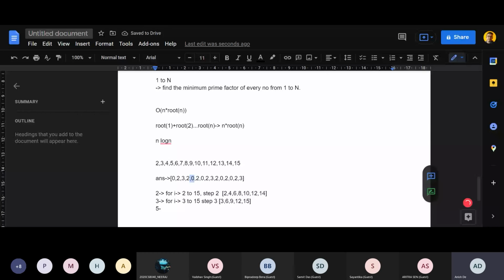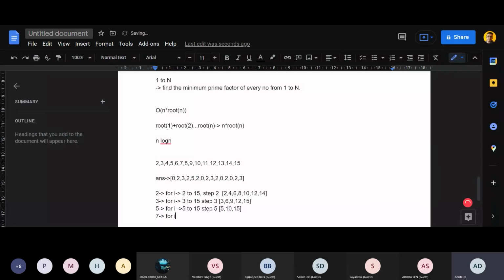So the for loop for 5 will be for i from 5 to 15, step 5. So 5, 10, 15. 5 doesn't have any prime factor, so it will be updated as 5. 10 already has a prime factor 2, and since 2 is less than 5, we don't care. 15 also has a prime factor which is 3, which is less than 5, so we don't need to change that. Okay. 6 is not a prime number since it has a prime factor 2. Okay. So next we go to 7.